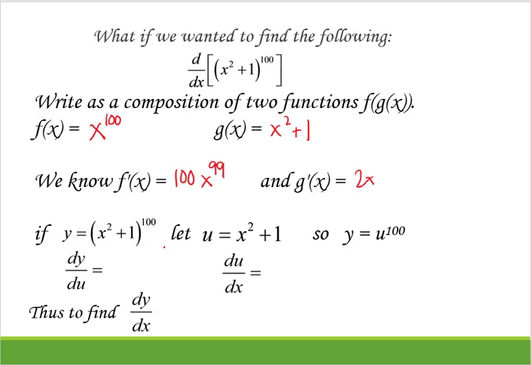Now if we are looking at this with a u substitution, we let u equal the inside function. So now we have y equals u to the 100th power. dy du, well, that's that same thing, 100 u to the 99th, and du dx is 2x, so now I have 100 times u, which we said was x squared plus 1, to the 99th times 2x.